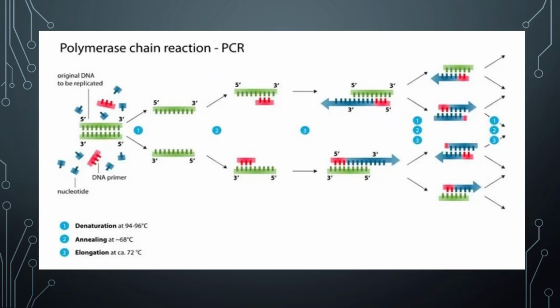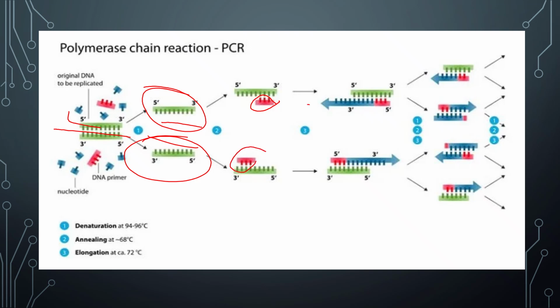I'll give you a more detailed description. Can you see here? The strands are separated. Here, can you see the 3' and 5' strands? How are they separated? Denaturation. By giving heat, the hydrogen bonds are broken and two different strands form. Later on, the dNTPs and primers are added, and the Taq polymerase keeps on adding the required dNTPs and continues the process. They go on for extension.